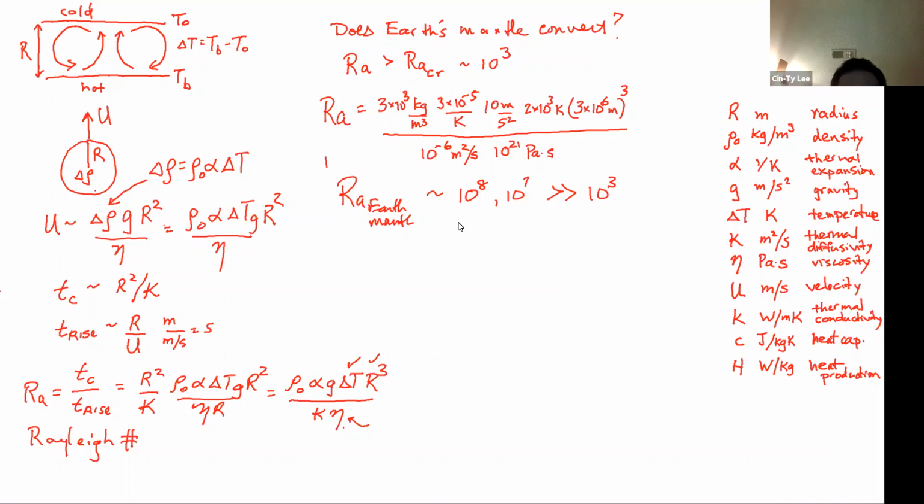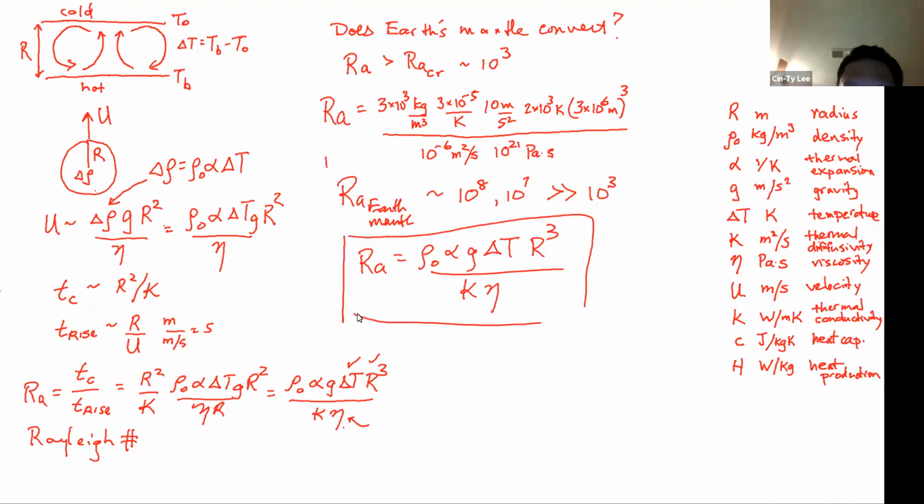Okay, now there are some interesting implications of this equation, the Rayleigh number. Let me write it again here. Rho 0 alpha G delta T R cubed over kappa eta. If you were to go to a different planet, which is smaller or bigger, then the gravity, G, will be different. A small planet would have a low G, so all other things being equal, convection might be a little bit more sluggish.